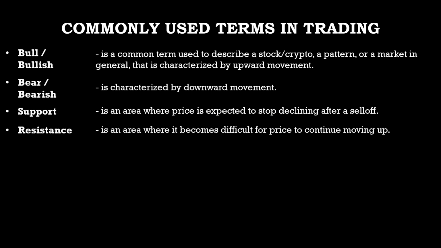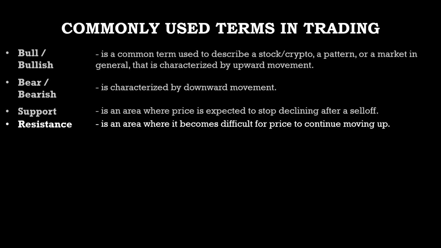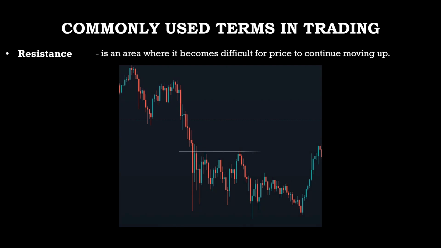Resistance is an area where it becomes difficult for price to continue moving up. This is where the sellers dominate. Like support, resistance can be a horizontal line or a diagonal line, which typically forms in the context of a downtrend.